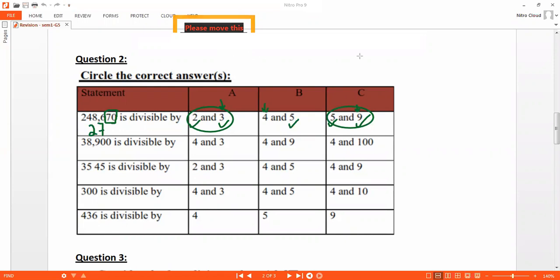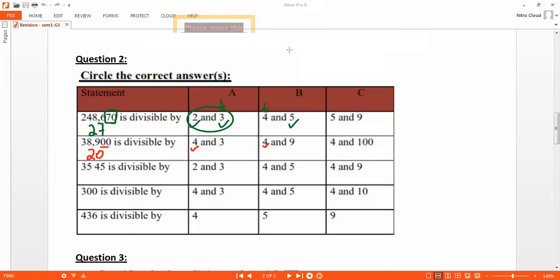Let us now check the second number, which is 38,900. Here in the ones and the tens we have zeros, so it's divisible by 4, of course, and it's divisible by 100. Now we still need to check if it's divisible by 3 and 9. So let us add the digits. 3 plus 8 is 11. 11 plus 9 is 20. So it's not divisible by 3 or by 9. So the only correct answer is C.